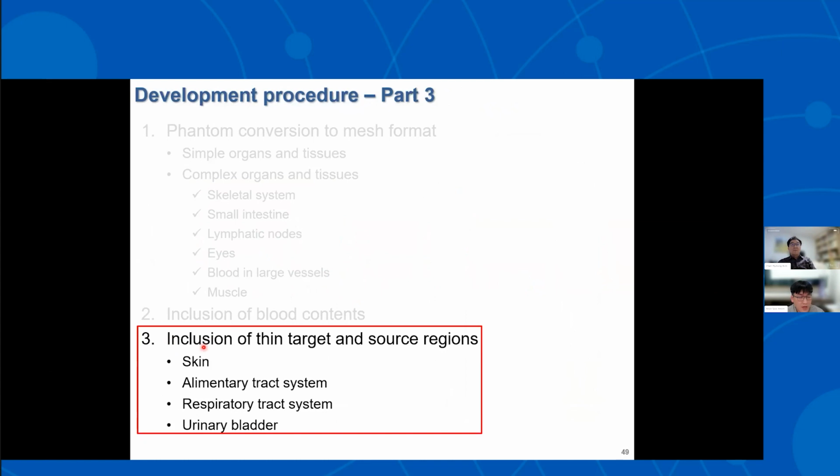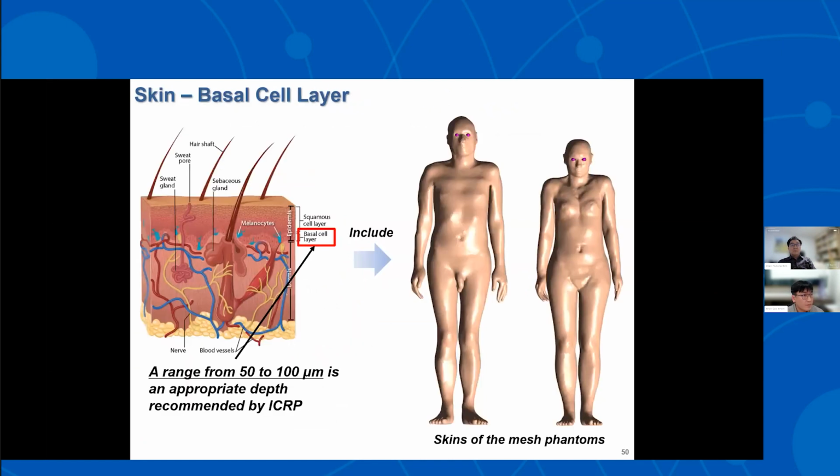So now let's move on to part 3, the inclusion of the thin target and source regions. A range from 15 to 100 micrometers is recommended as an appropriate depth for the radiosensitive basal cell layer. So this basal cell layer was included in the skin model of the mesh phantom.